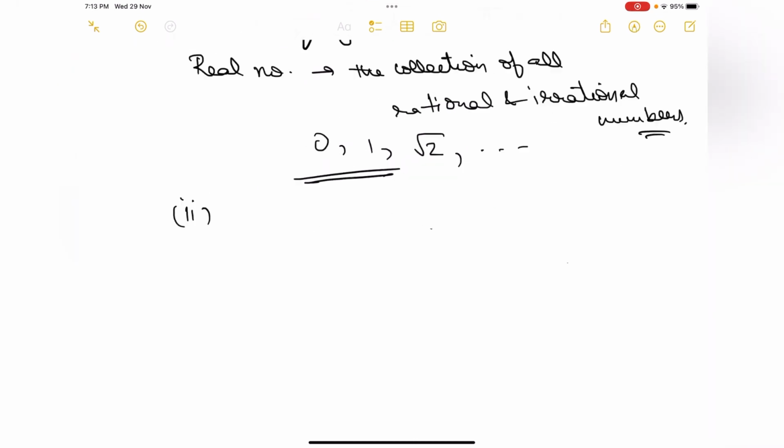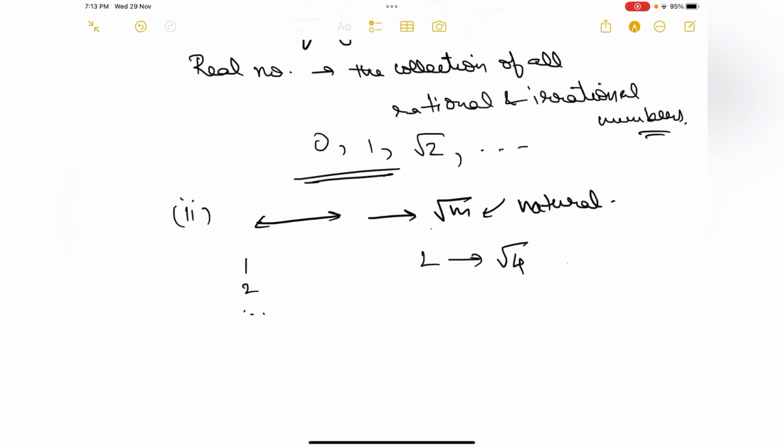Moving on to the second given statement. Every point on the number line can be represented in the form of root m. Is that true? It is not really true, right? He's given that m is a natural number. So m can be 1, 2, whatever, right? Some numbers can be represented, for example 2 on the number line can be represented as root 4. Similarly, 3 can be represented as root 9.